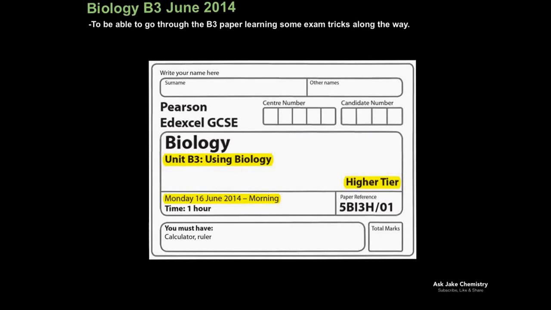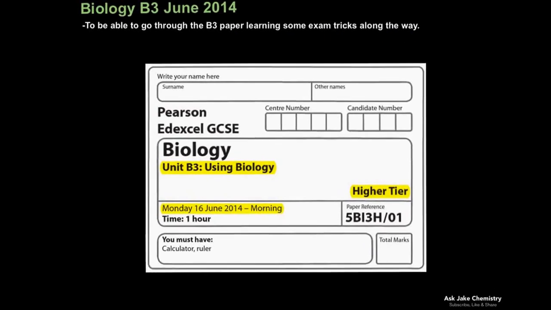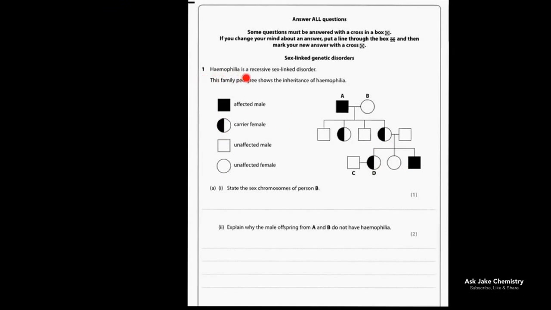Hello, today we're going to do the B3 biology paper, and it's the 2014 one, the one from last year. So we're going to be able to go through the B3 paper, learning some exam tricks along the way. So let's get started. For question 1, it talks about haemophilia.